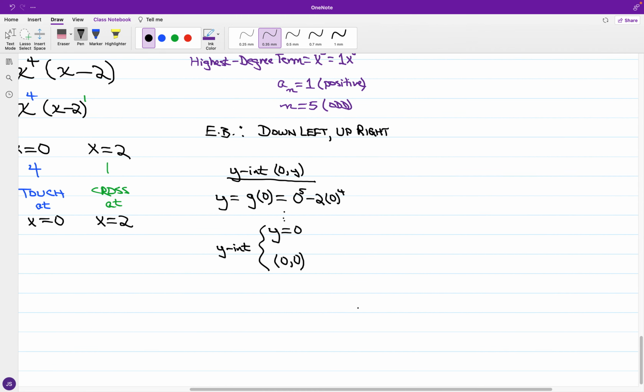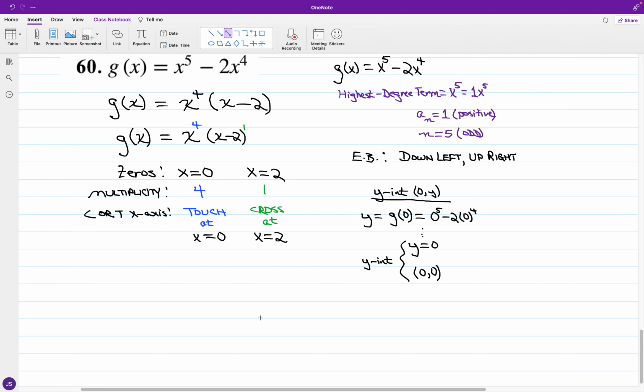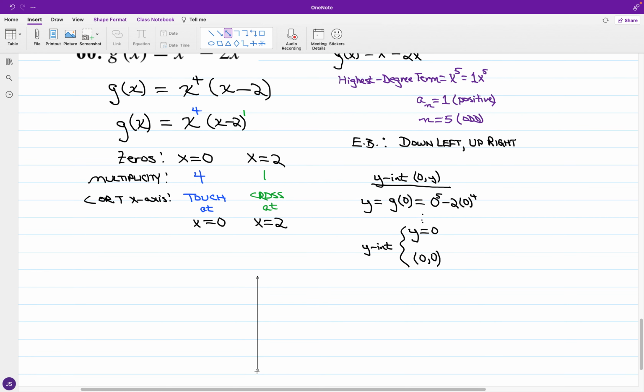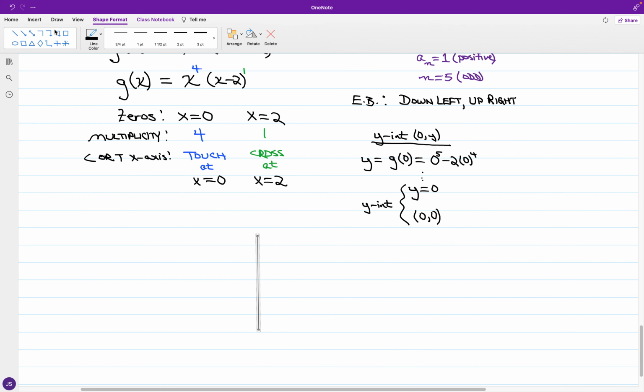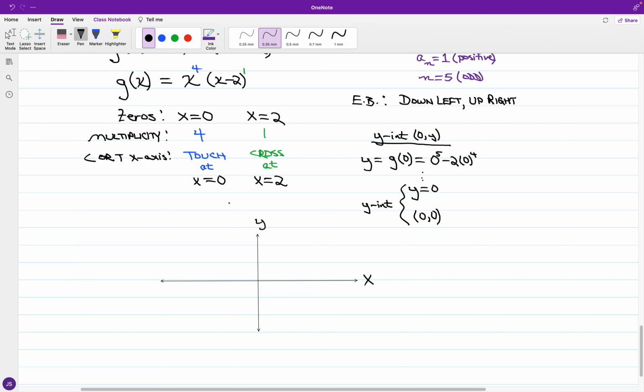Okay, and just referencing everything, in behavior as well as the intercepts and the activity that will occur between and outside of those intercepts. Okay, so with our intercepts, you have x equal to 0. You also have x equal to 2. And again, the y-intercept is the origin.